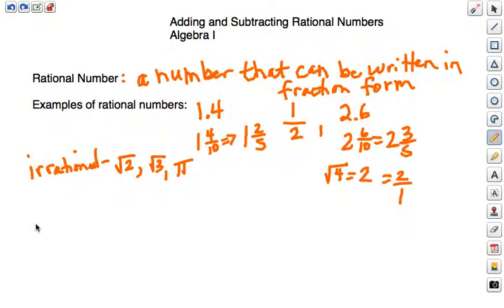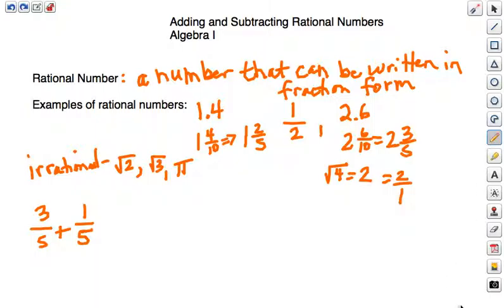So let's look at adding and subtracting some rational numbers now. Fractions tend to be the more challenging piece to this, so we're going to focus on looking at fractions. Let's say we have 3 fifths plus 1 fifth.